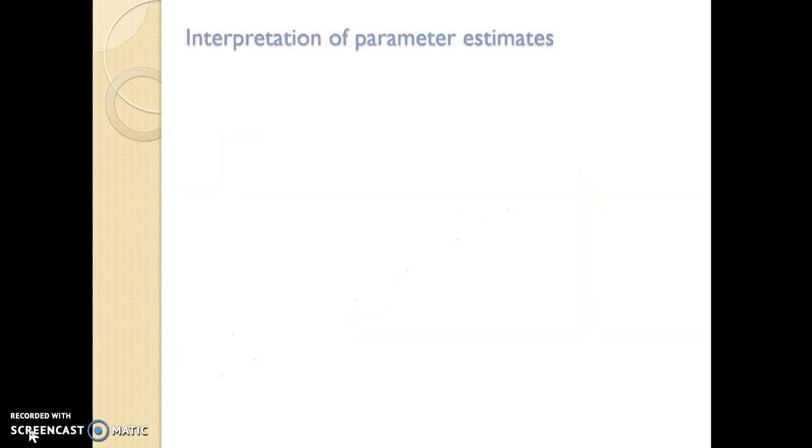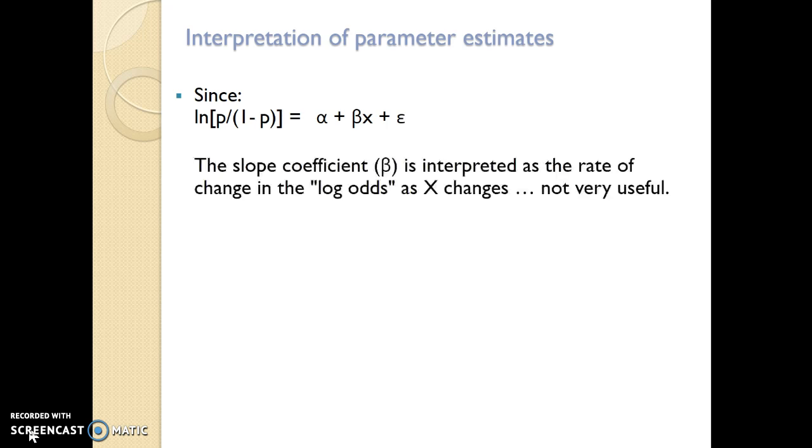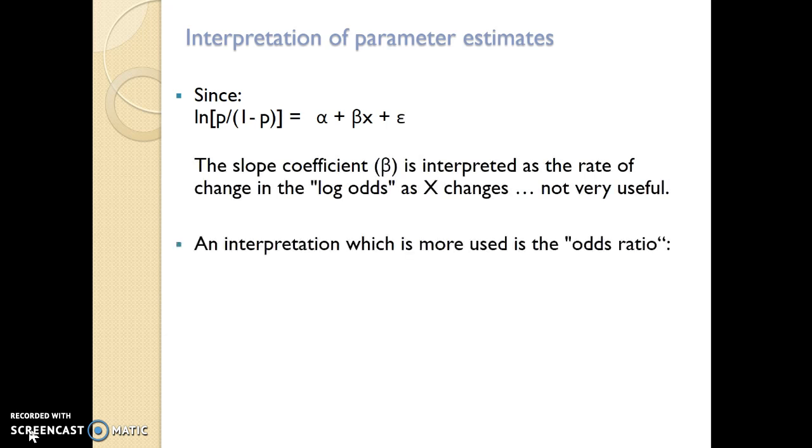So how do we then interpret the parameters in a logistic regression model? The model is written like this. And if we relate to the linear regression, the slope coefficient beta can be interpreted as the change in the log odds when x, or the covariate, increases 1 unit. And this is not a very practical and not very useful interpretation. So instead we can use the odds ratio.